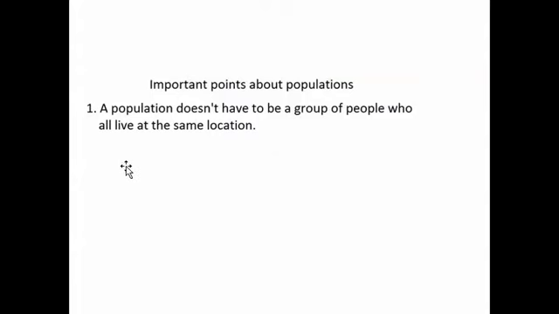So all people living in San Jose are a population. They have something in common because they all live in the same city. But people who are on Facebook are also a population. What they have in common is that they're all on the same social network. And people on Facebook obviously don't all live at the same location.